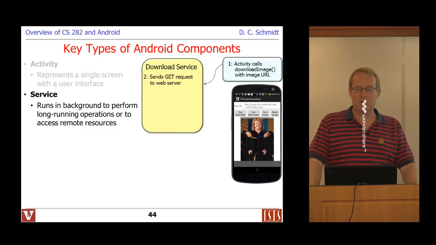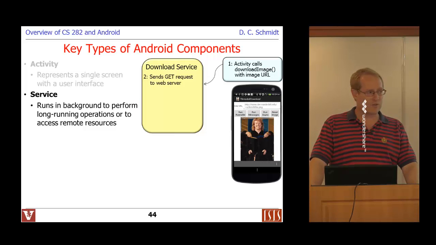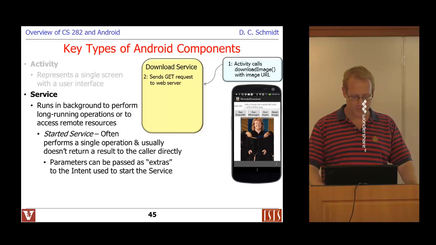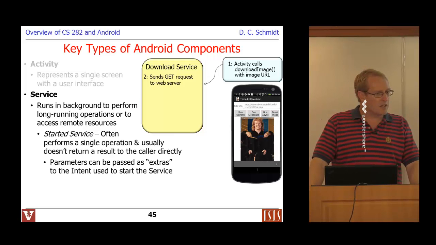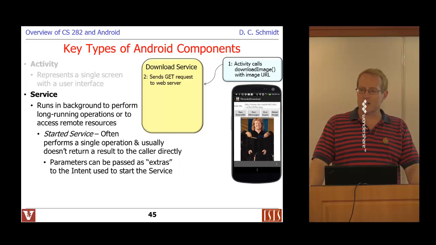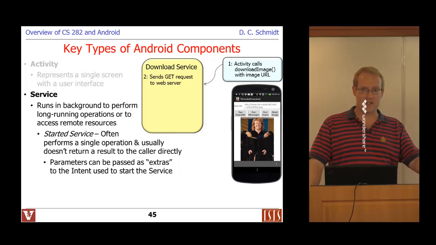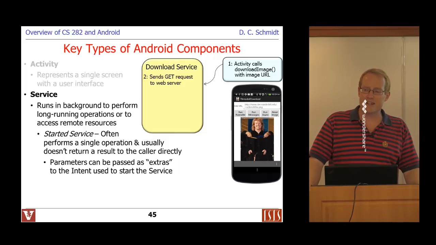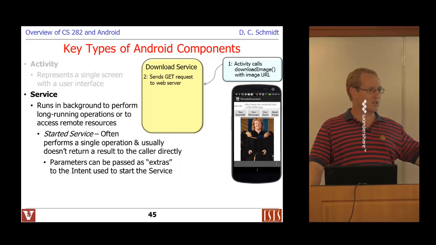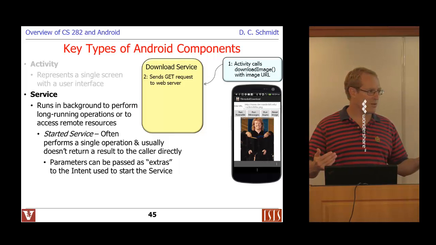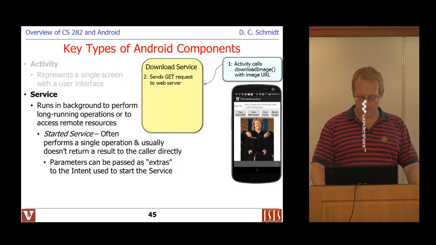So we're going to talk about how you can use services and threads and other mechanisms to run things in the background so they don't interfere with what's happening in the foreground. There's a couple different kinds of services. The easiest kind of service is something called a started service. As you might expect, you start a started service by calling startService, and you pass it an intent, and it goes ahead and starts the service. These are often used for sort of one-shot services. They're intended to be run once. You pass parameters to them through the intent that's used to start them.